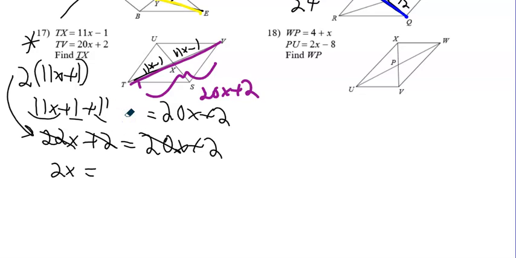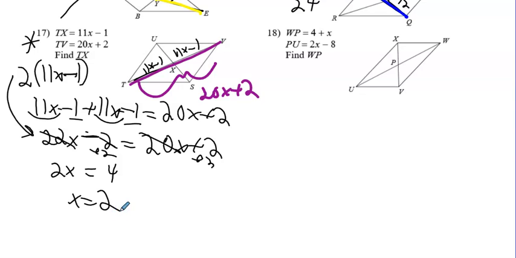Whoa, did not mean to do that. Wrong size. Meant this one. These are all supposed to be minus 1. Sorry about that. So minus 1, which means minus 2 right here. I'm going to add 2 to both sides, which gives me 4. And then x equals 2.